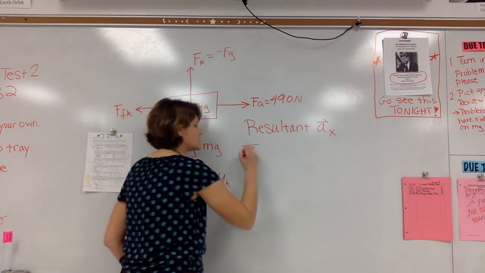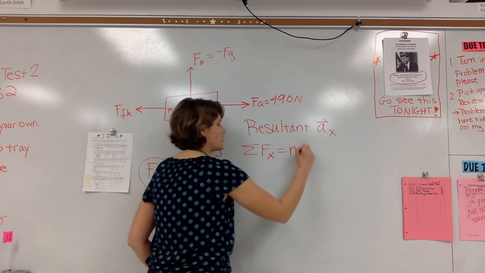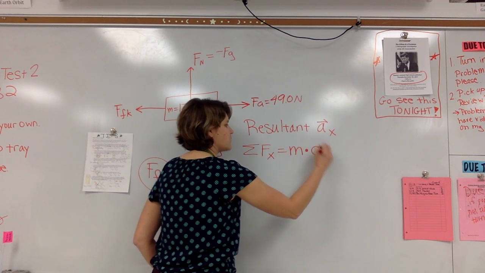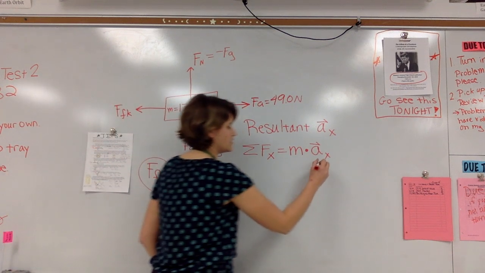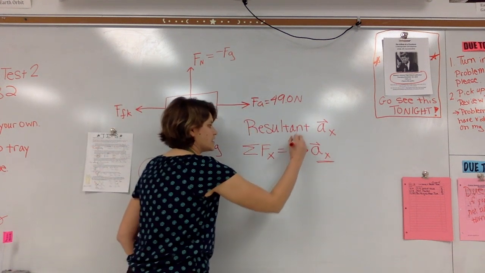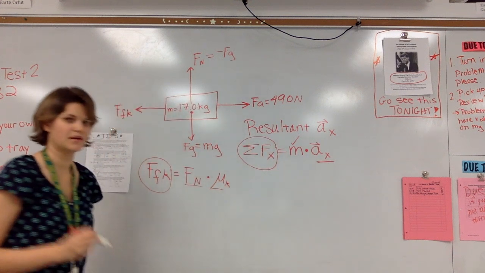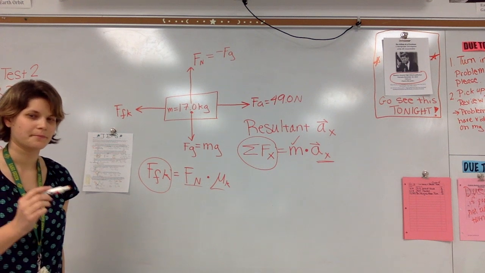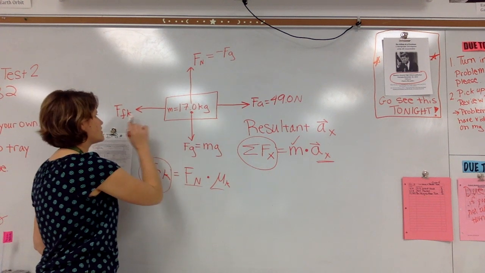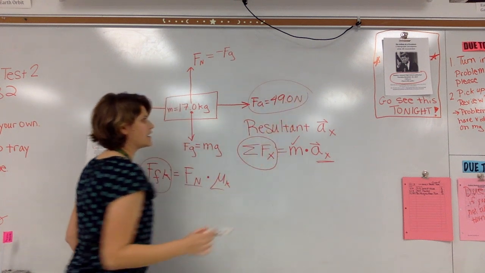Okay, so we know that the sum of the forces acting on this object in the x direction are the mass of the object times the acceleration in the x direction. Okay, so if I want to know this, I already know my mass. I need to know this. I need to know the sum of the forces acting in my x direction. Well, what two forces do we have here? We have frictional force and my force applied.